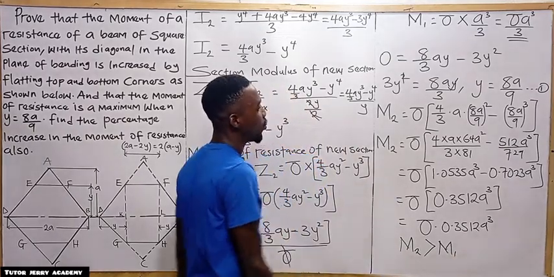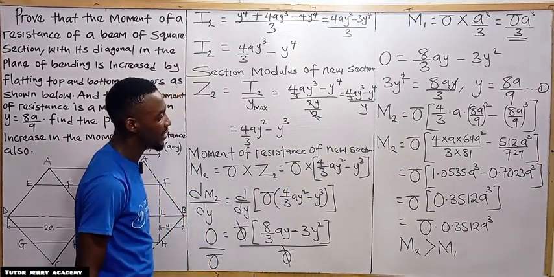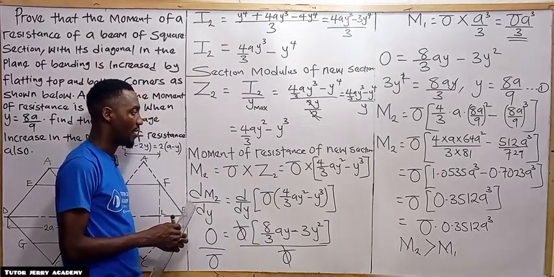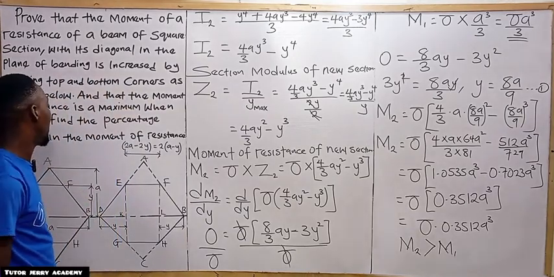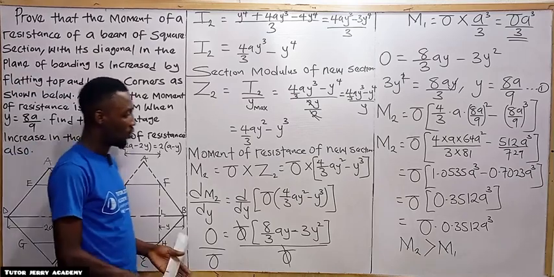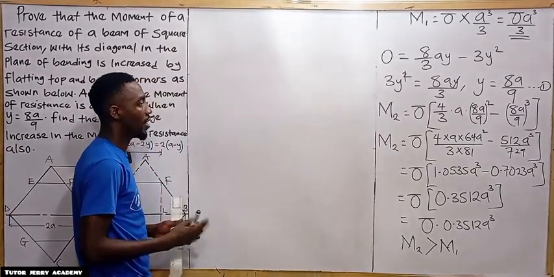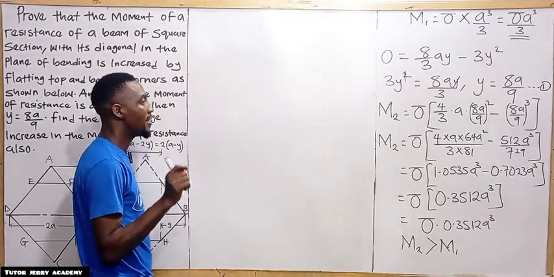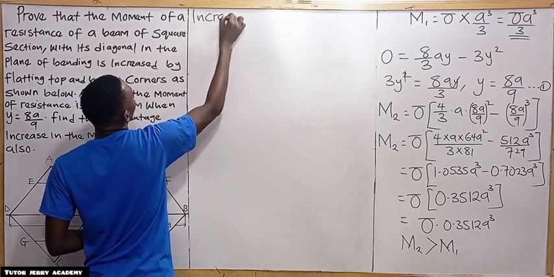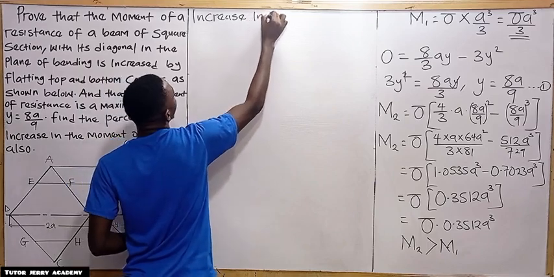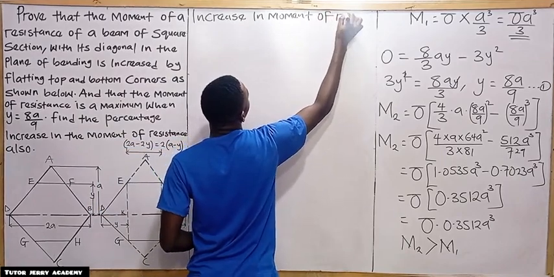So it is clear that M2 is maximum when y is equal to 8a over 9. So we are going to go for the percentage increase in the moment of resistance. So I'm going to clean this side. All right, so the first thing we are going to do is to calculate the increase in moment of resistance.